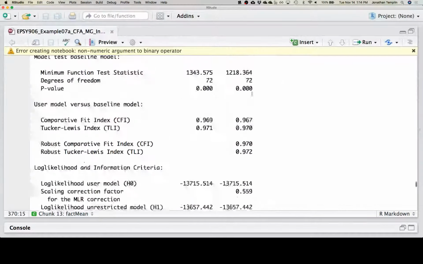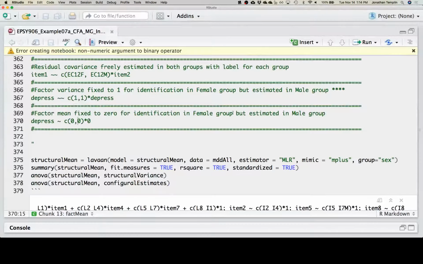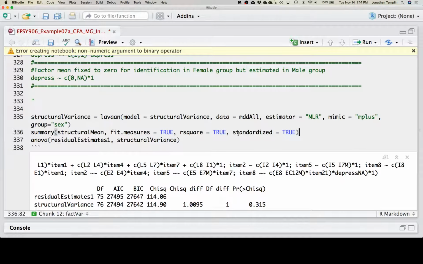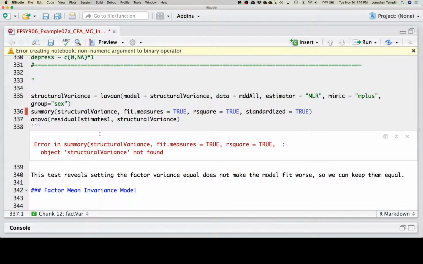Now that last test actually could have been done a little bit more concisely up here. If I take the structural variance and just look at the output from it, where the factor variance is set to be equal.